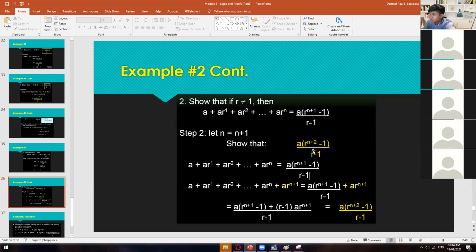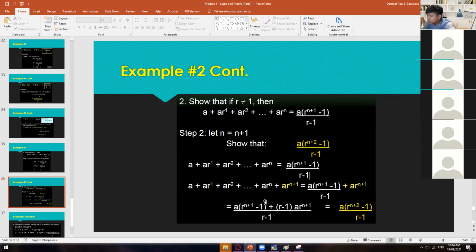Okay? If we're going to add n plus 1 on the original equation. So from here, if you're going to add n plus 1 on the right side, we have to add n plus 1 also on the left side. Right? So, okay. So start na tayo.